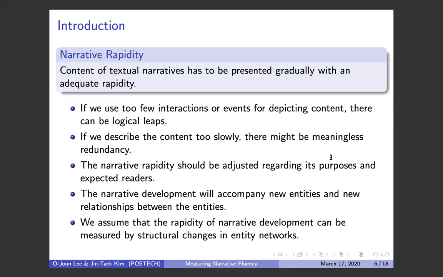The second feature is narrative rapidity. Content of textual narratives has to be presented gradually with adequate rapidity. If we use too few interactions or events for depicting content, there can be logical leaps. Otherwise, if we describe the content too slowly, there might be meaningless redundancy. The narrative rapidity should be adjusted regarding its purposes or expected readers.